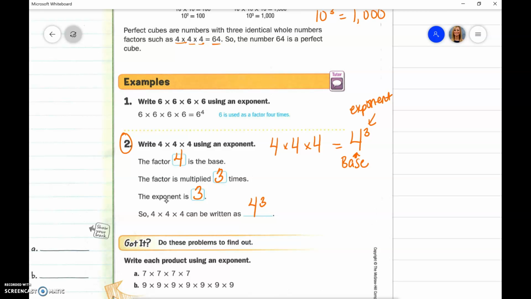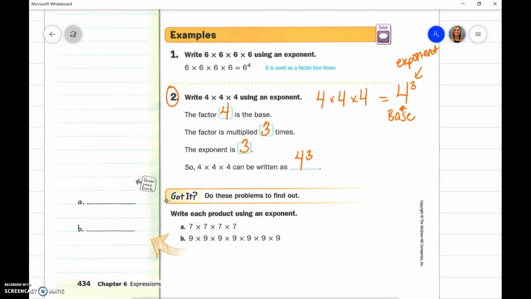Let's practice writing exponents here. So 7 times 7 times 7 times 7. First of all, our base is 7. And how many times did we multiply it? 1, 2, 3, 4. So 7 to the fourth power.